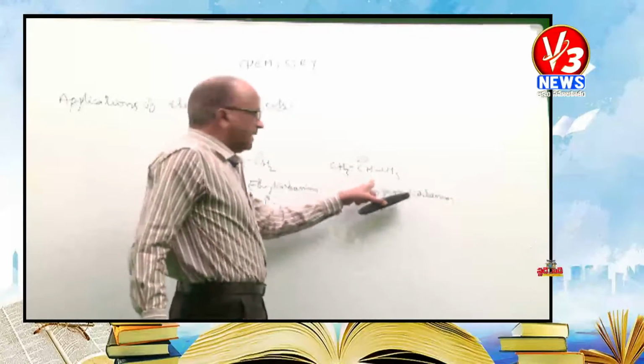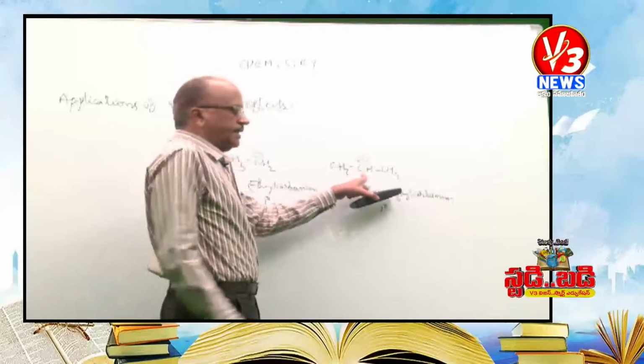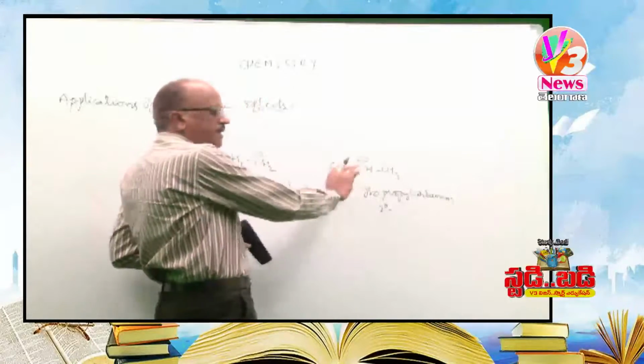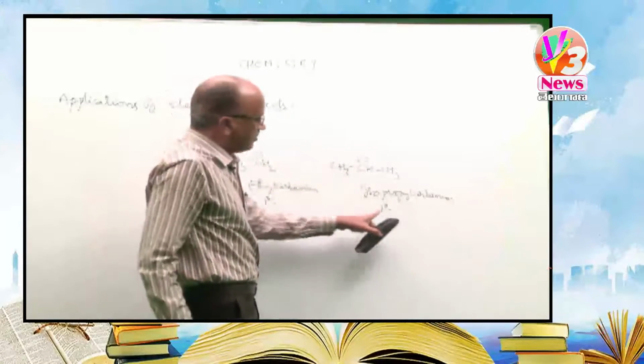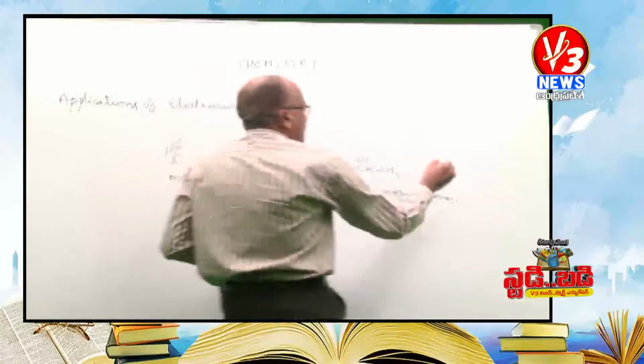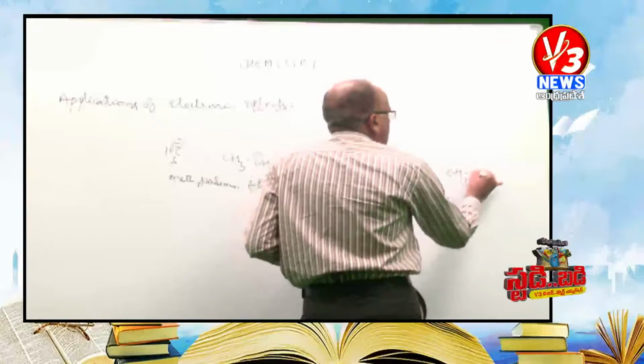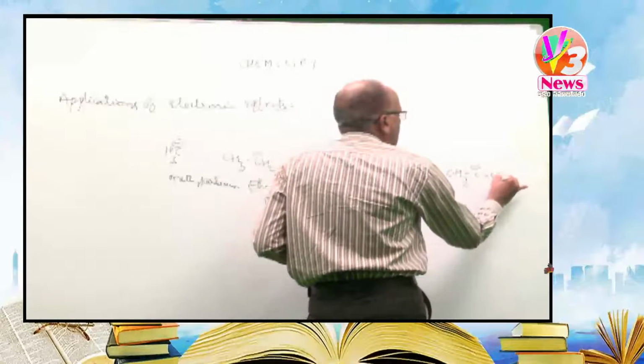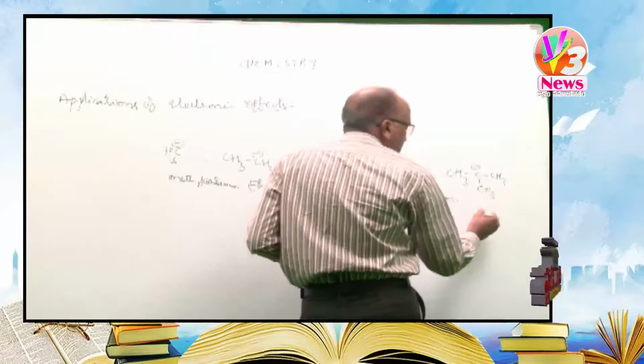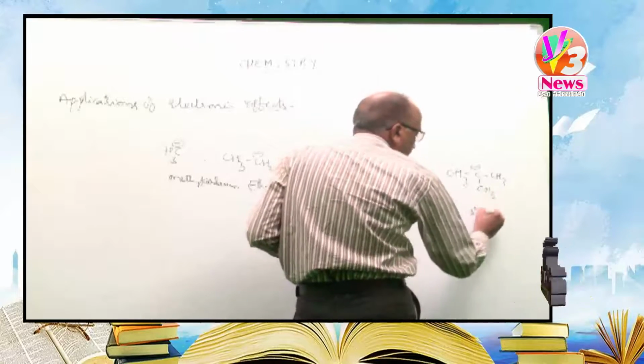How do you say it is a secondary? The negative charge is located at a secondary carbon. A carbon which is attached to 2 other carbons is a secondary carbon. So this is a secondary. Then tertiary butyl carbanion. Tertiary butyl carbanion is an example of a tertiary carbanion.